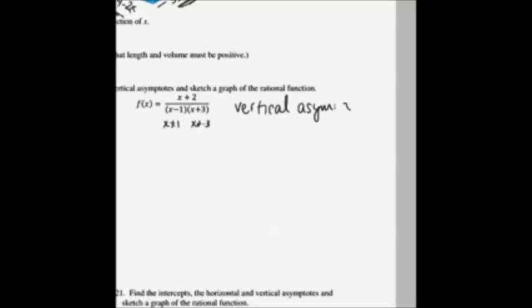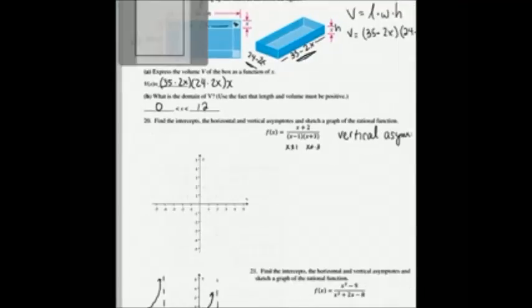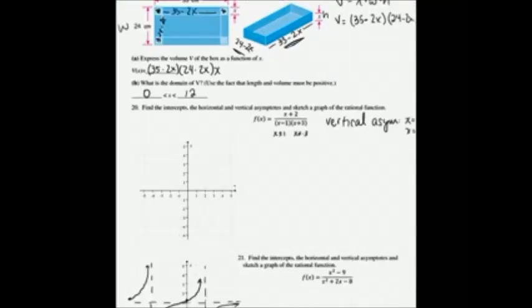X equals 1 and x equals -3. So now I'm going to go right over the graph, and that's where we place our vertical asymptote at 1 and at -3.